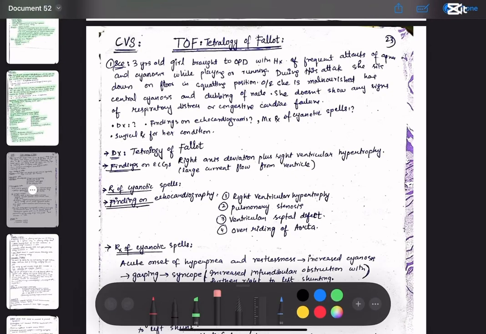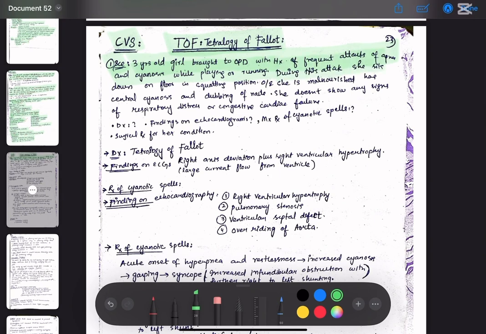Okay, now coming towards the CVS from pediatrics, and we will discuss the topic tetralogy of Fallot in this video. So, we have a scenario that a 3 years old girl is brought to OPD with a history of frequent attacks of apnea and cyanosis while playing or running.